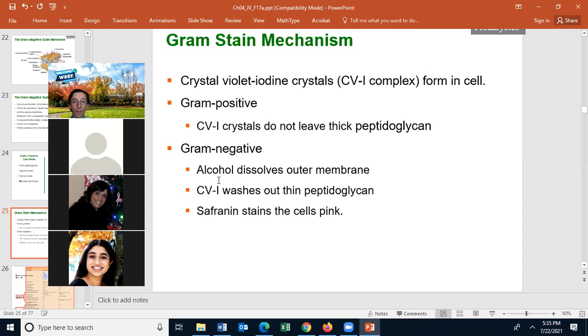And the alcohol decolorizing step will remove the peptidoglycan, and it will dissolve the outer membrane of the cell wall. And then this cell will be clear, and then we stain the cell with safranin, and the gram-negative cell will then stain pink from the safranin. On the other hand, the gram-positive cells continue to stain purple because they contain and retain the crystal violet iodine complex. Any question about any of that?